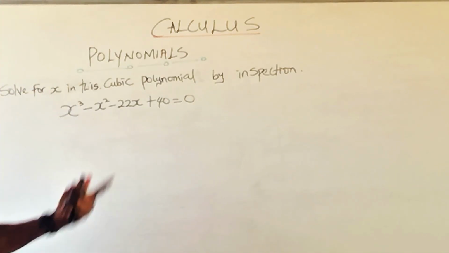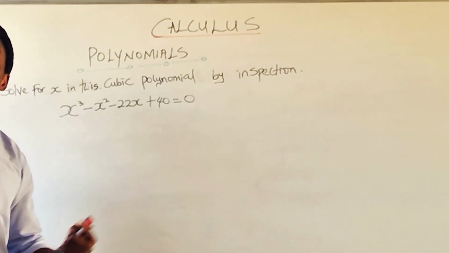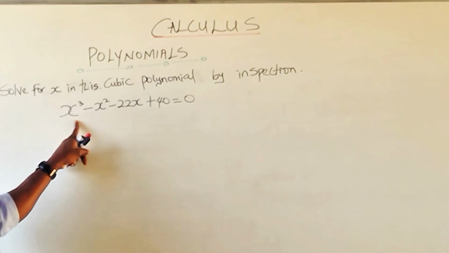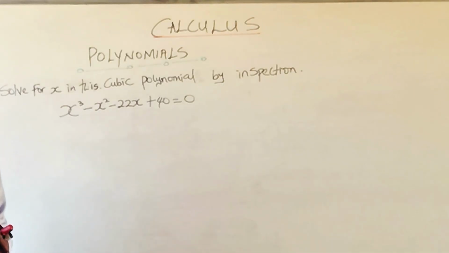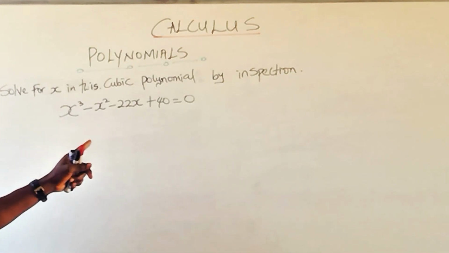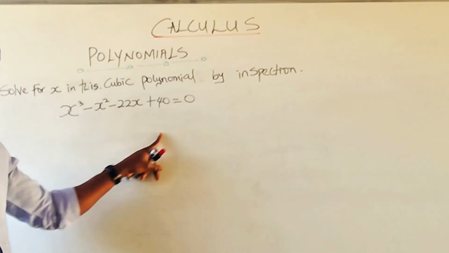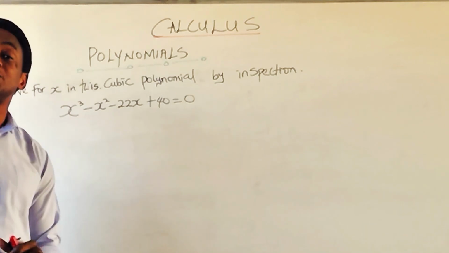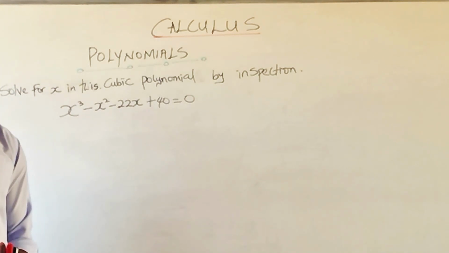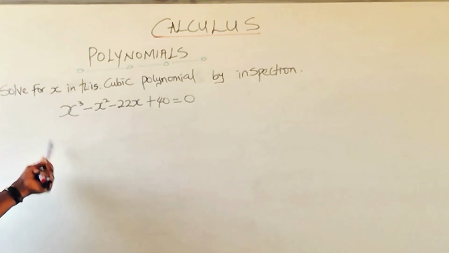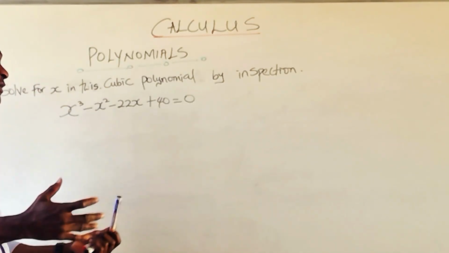Inspection. Now, like we did when we were solving using the synthetic method, by inspection, the first thing we do, if we were not given any factor, is to figure out what the factor is. Remember, the factor is that value of x that you sub into the expression, and everything will become equal to 0. So by practice and by trial and error, you will do this; the value will not be very far from you.